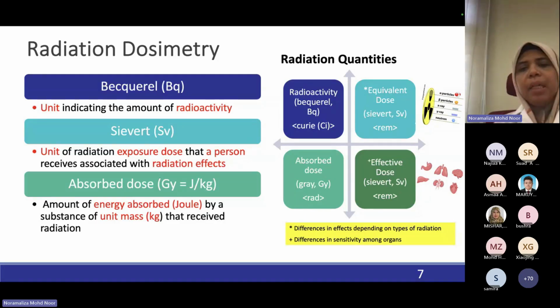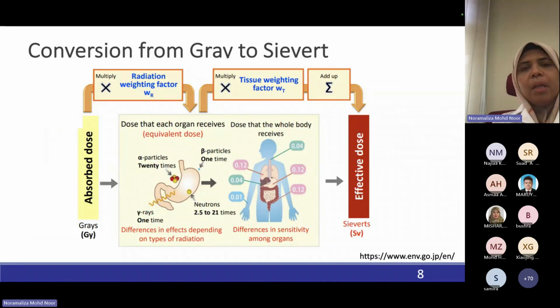Whereas the effective dose takes into account the sensitivity among the organs, because we know each organ has a different sensitivity towards radiation. Like the breast, it's more sensitive to radiation compared with the skin when you are exposed to radiation. So of course, usually in order for us to convert from gray to sievert, because we want to estimate the radiation's effects, this is how we do it.